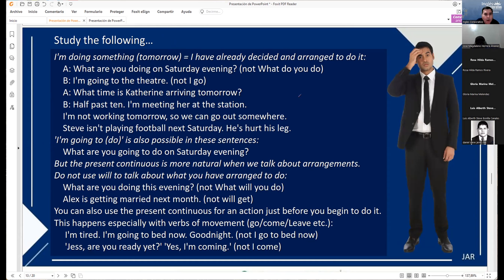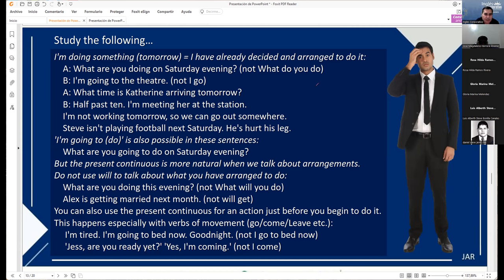So, what are you doing on Saturday evening? Not "what do you do." What do you do is, ¿en qué trabaja, verdad? So, what are you doing next Saturday, on Saturday evening? I'm going to the theater.